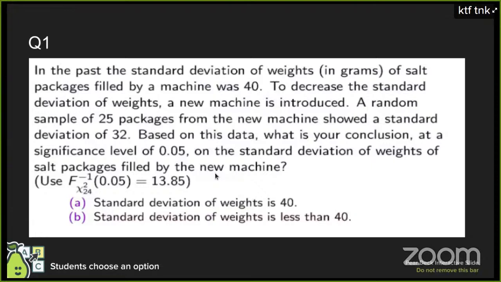We know the sample standard deviation, right? So first of all, which test are we going for? Are we going for testing for means or testing for standard deviations? This problem is for testing a mean or testing a variance? Variance. We're trying to reduce the variance, so it's testing variance.